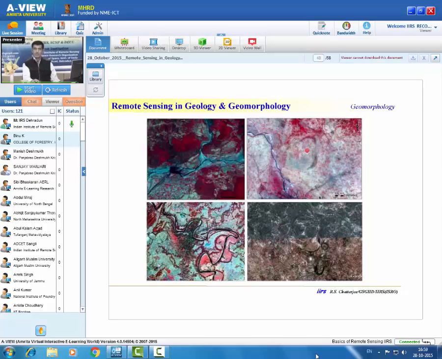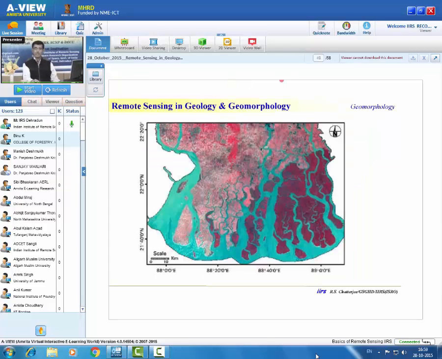Here is this meander scroll. This scroll appears to be moving like this, and here you can see this paleo channel belt. So you can see the paleo channel belt. This kind of interpretation you can do from the satellite image.